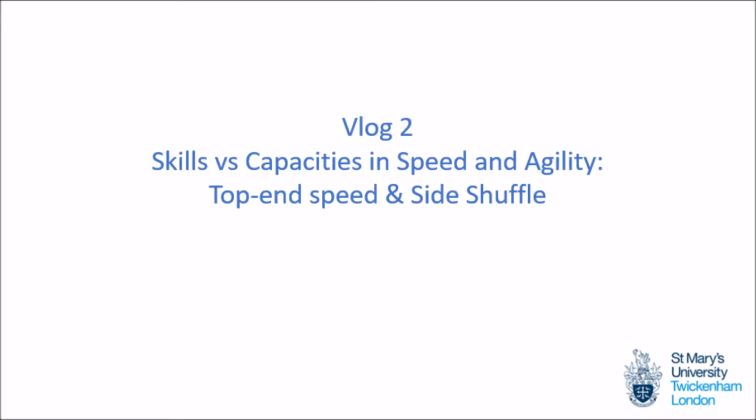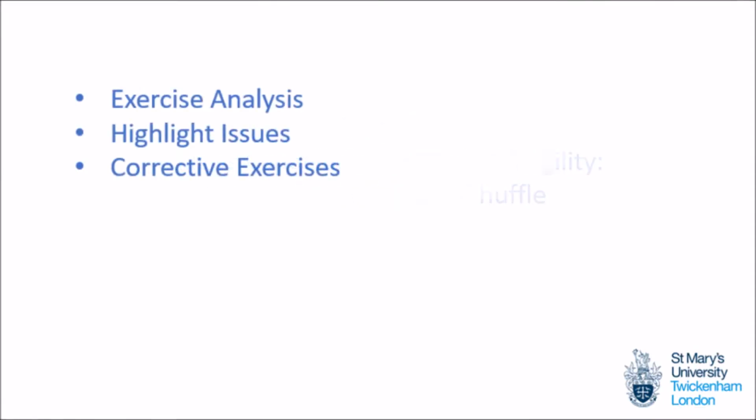Hi guys, welcome to vlog 2 on skills and capacity in speed and agility, where I'll be looking at a max velocity drill or top end speed and a side shuffle. Throughout the video I'll analyse each exercise, highlight whether the athlete has skill or capacity related problems and how they affect performance, and finally explain how corrective exercises will improve performance based on the identified issues.